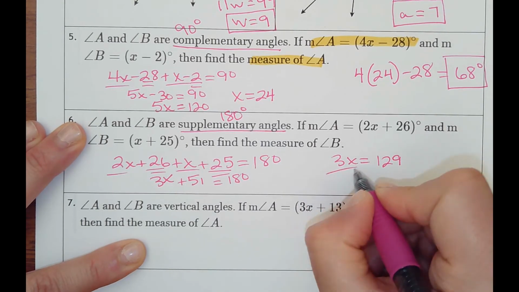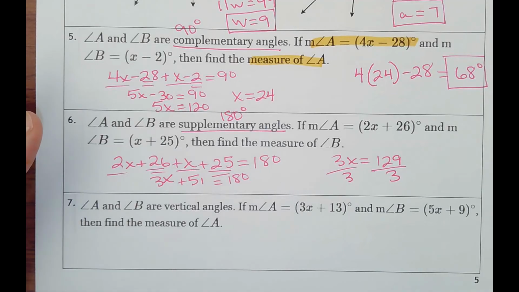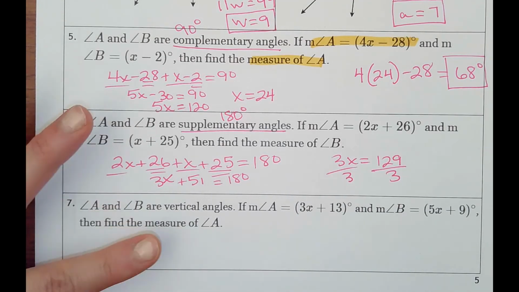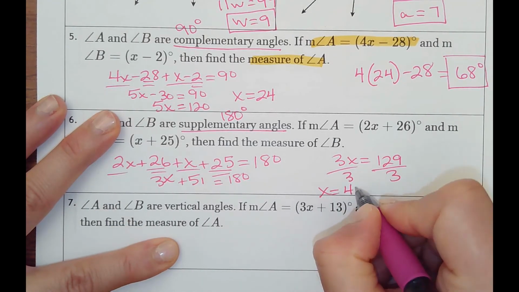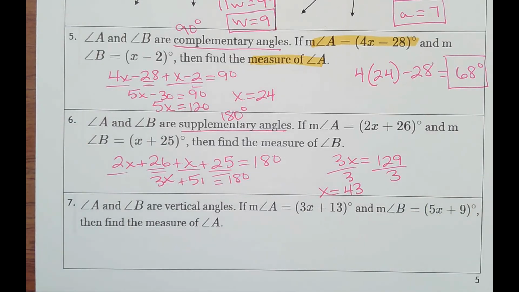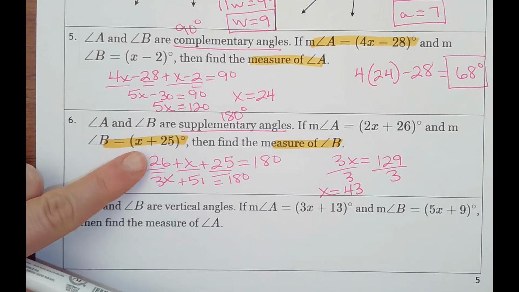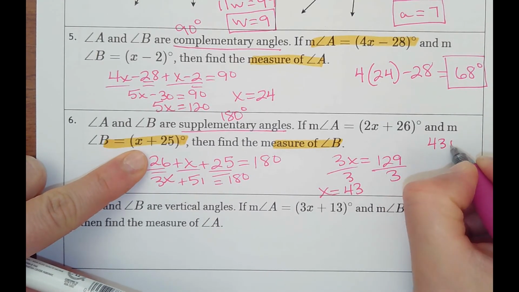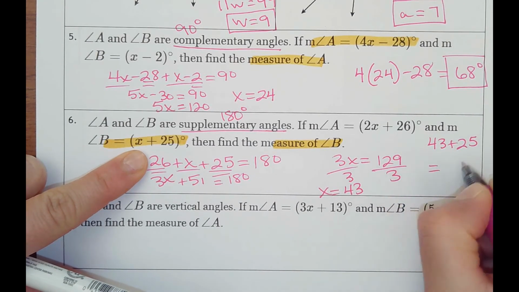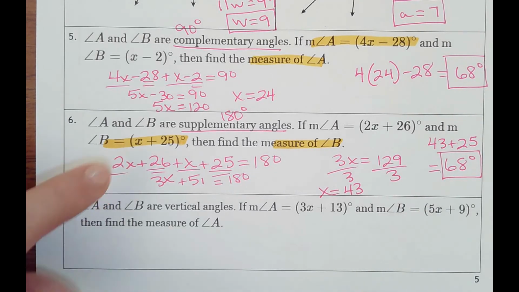129 divided by 3 is 43. But again, that's not degrees, that's what x must be. They're wanting the measure of angle B this time, which would go in here. It would be 43 plus 25, which is 68 degrees again. Weird, got the same answer.